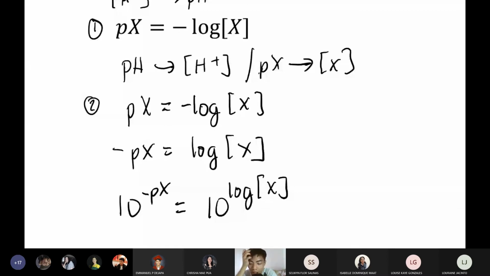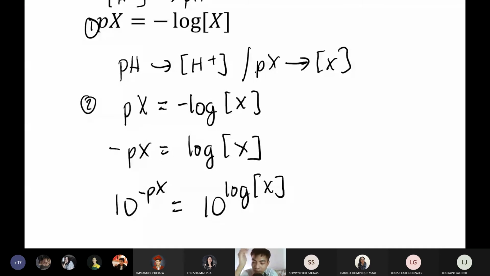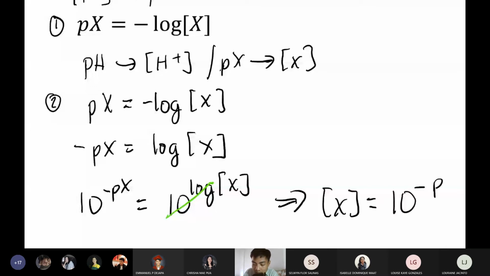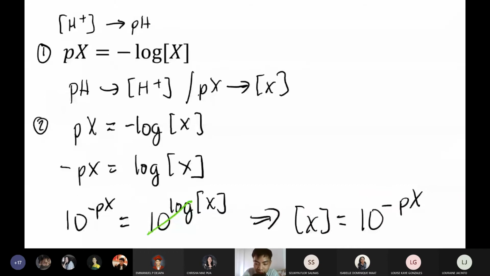Sabi ng algebra, kung naalala nyo pa yung GenMath, ang logarithm and yung 10, pag sila ay naging mag-exponent ng isa't isa, what happens? They will cancel out. Okay? So, this can be written as the concentration of x equals 10 raised to negative px. Okay? So, that means we can solve for pH from the concentration of x and at the same time, we can do the reverse. Pwede natin baliktarin.